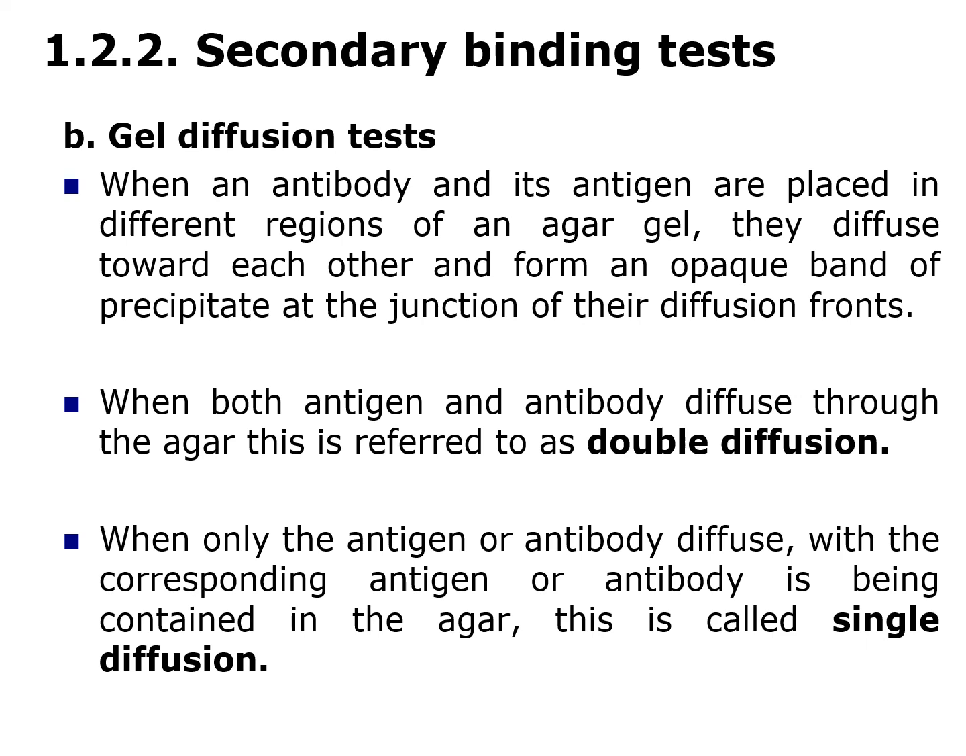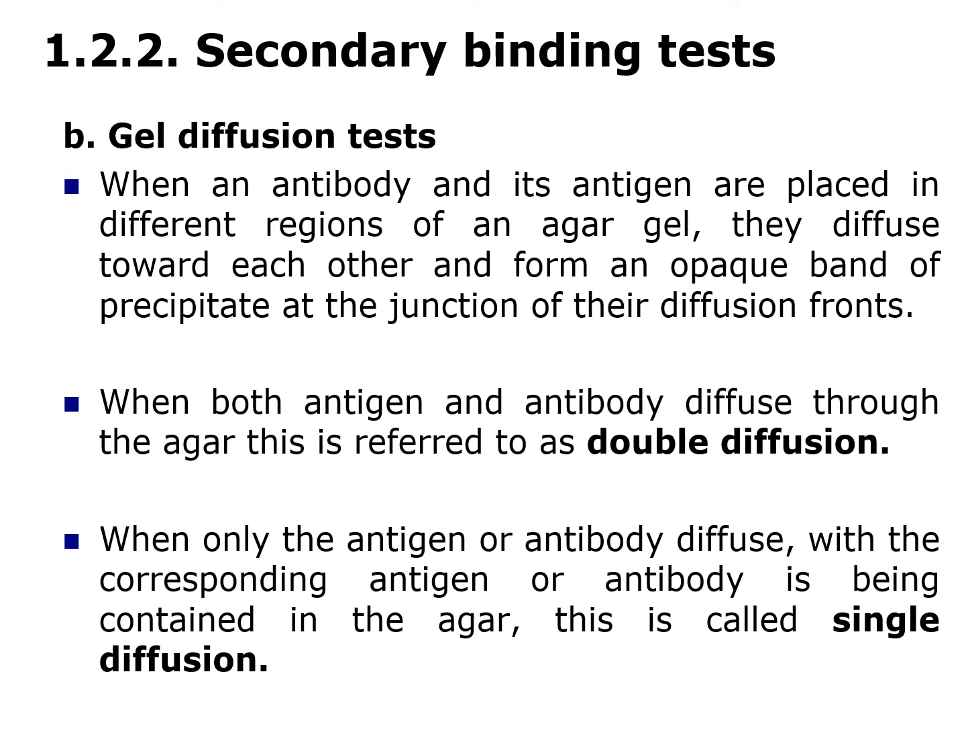Instead, we will be placing wells. We're going to puncture holes on the surface of the agar, and we're going to place the antiserum and the antigen. And after incubation, they will diffuse out of the gel. After diffusion, there will come a point that the antigen and the antibody will meet. So once they meet each other at the point of contact, there will be precipitation, right?